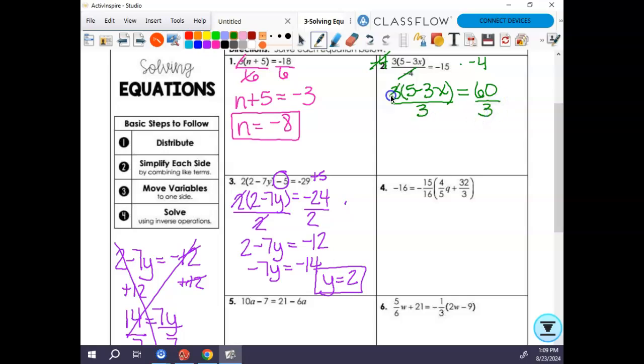And again, it's okay either way as long as you're not making up math. I'm left with 5 minus 3x equals what? 20. All right, then you go ahead and finish that. That's a 2-step equation that hopefully we can finish up just fine.